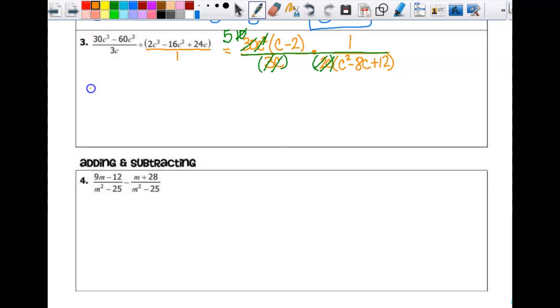So in my numerator, all I have left is 5 times c minus 2. In the denominator, I have this trinomial right here. We'll go ahead and factor that. And this would be c and c. The signs are the same. They're both negative. What are my two numbers? 6 and 2. 6 and 2 there. So then these simplify, and I am left with 5 over c minus 6.